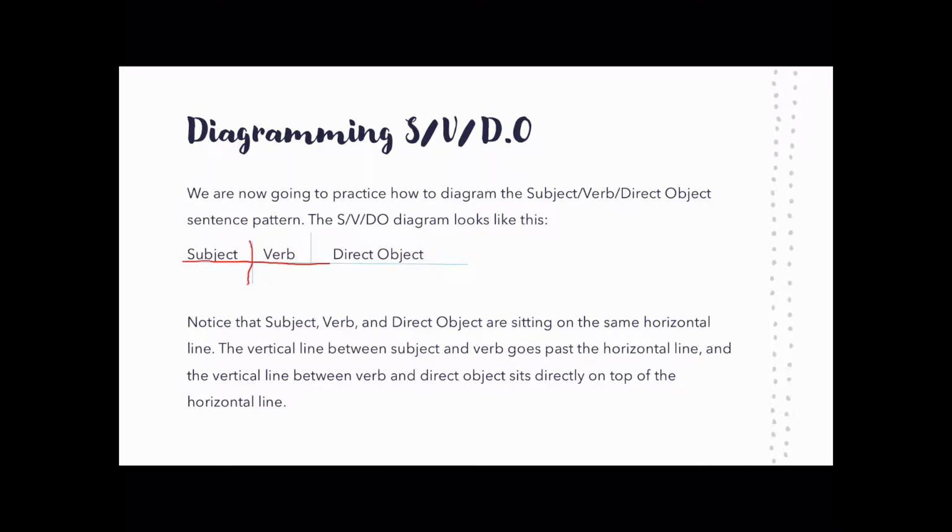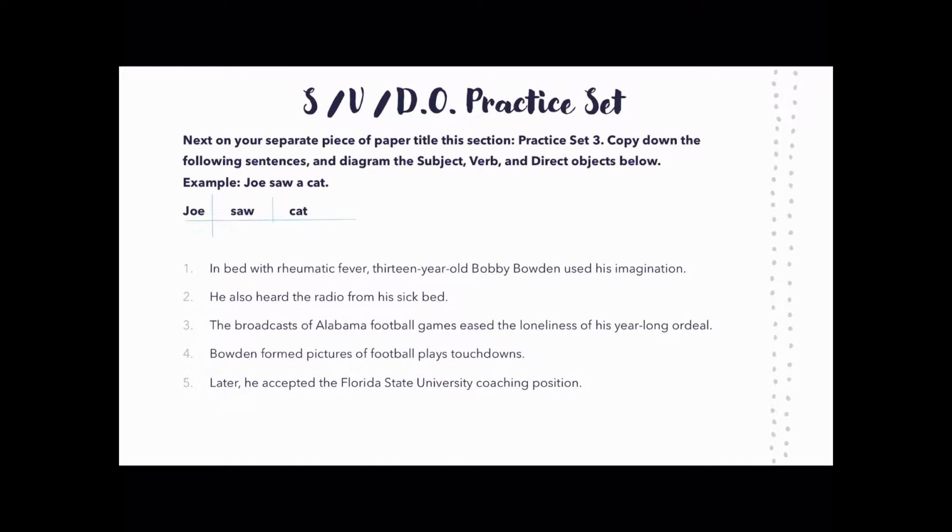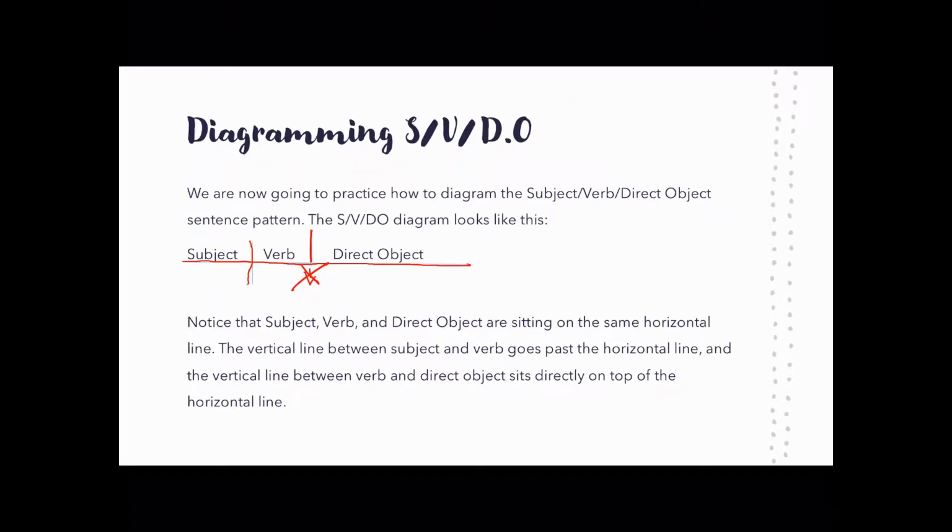Let me show you what I mean. And the vertical line between verb and direct object sits directly on top of the horizontal line. So this never goes down here. Nope. Okay? I forget that you guys can't see that I'm like pointing with my finger, so bear with me. I'm doing my best to draw on here.